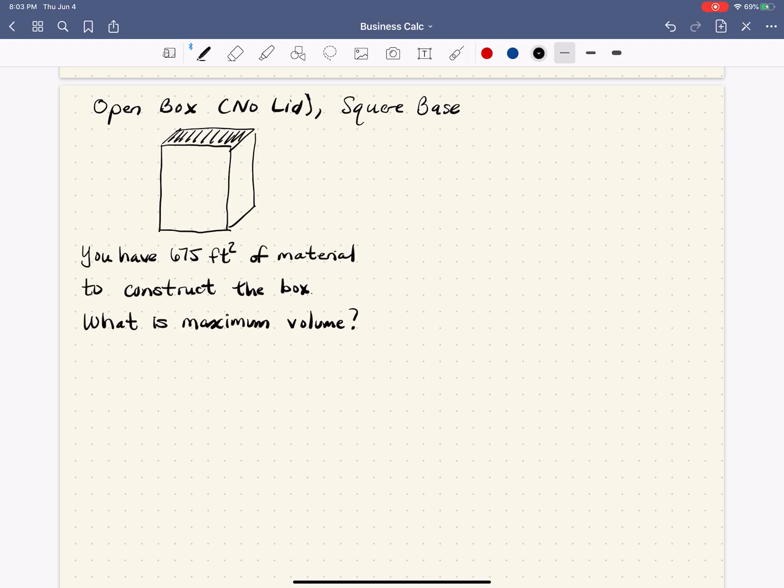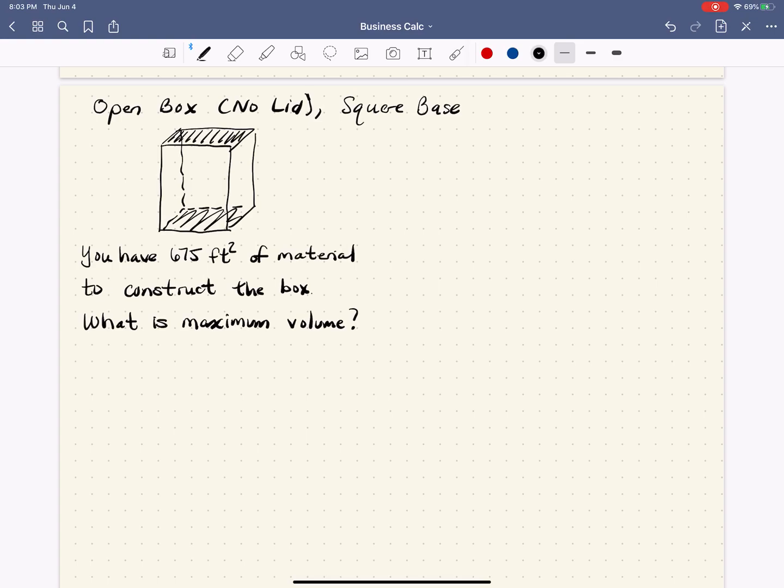Okay, in this problem, we're going to look at another optimization problem with some geometry in it just to get some more practice. What we have here is an open box with no lid, and we're going to have a square base. So that means that this side right here is a square. Okay, that's going to be some helpful information.